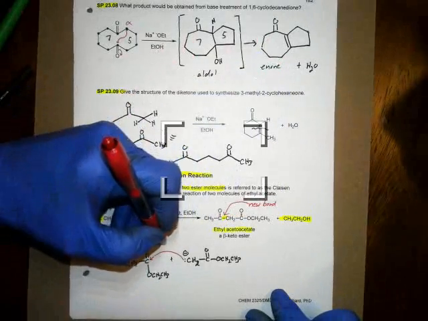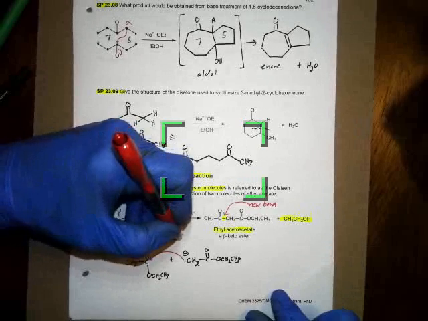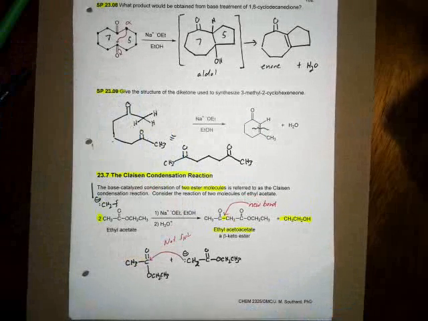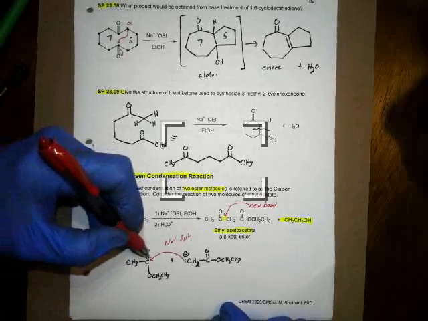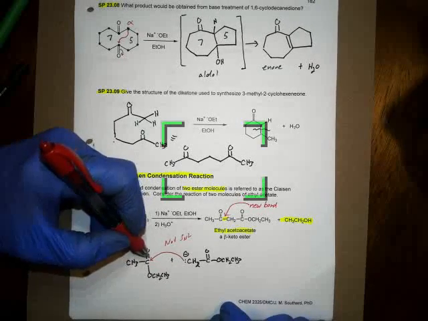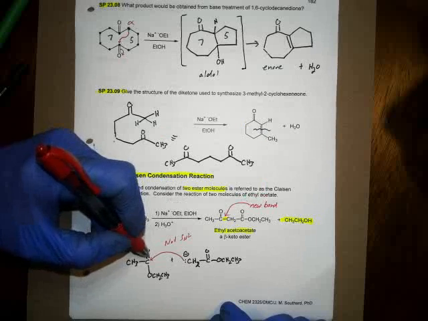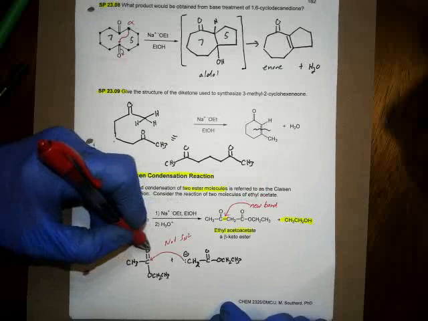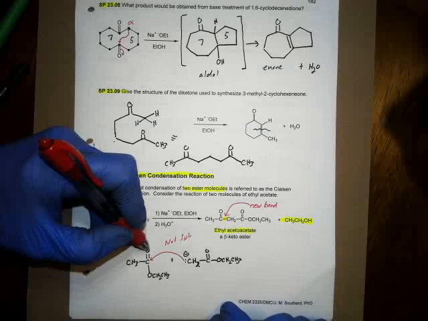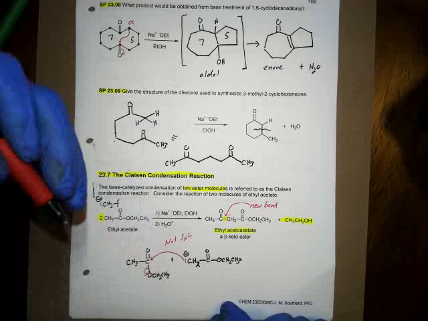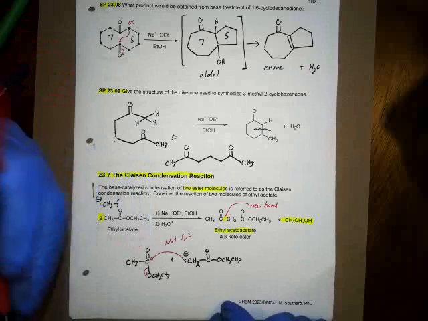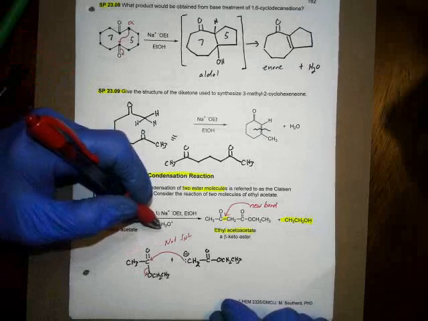Now this is not SN2. It sure looks like SN2, but it's not. What happens, and I'll show you this on the next page, is this pair of electrons resides under the oxygen, then it collapses, and then this group is eliminated. And then we'll see later why we have to quench it with acid.